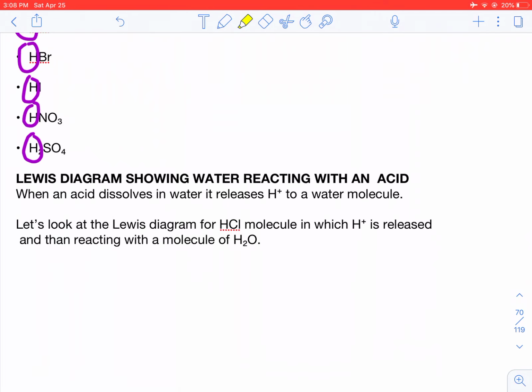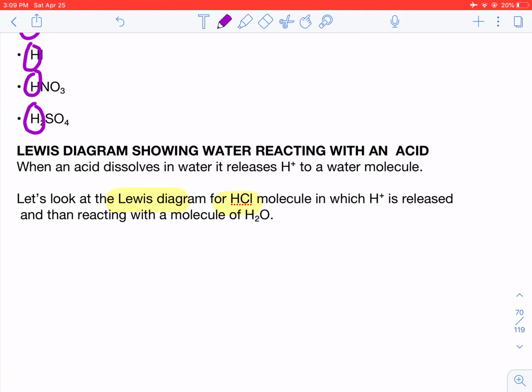Now if we look at Lewis diagrams showing water reacting with an acid, we're looking at HCl. Let's look at the Lewis diagram for the HCl molecule, in which H+ is released and then reacts with a molecule of water. So let's just see what we're talking about here.